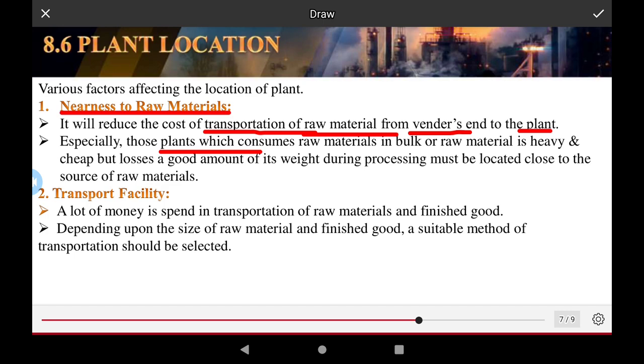The raw material is required in bulk. The bulk raw material is heavy and cheap, with losses of a good amount. The weight is lost during processing, so the plant must be located close to the source of raw materials.